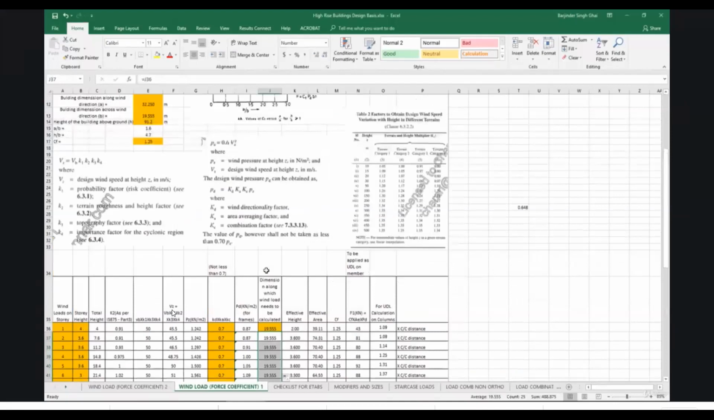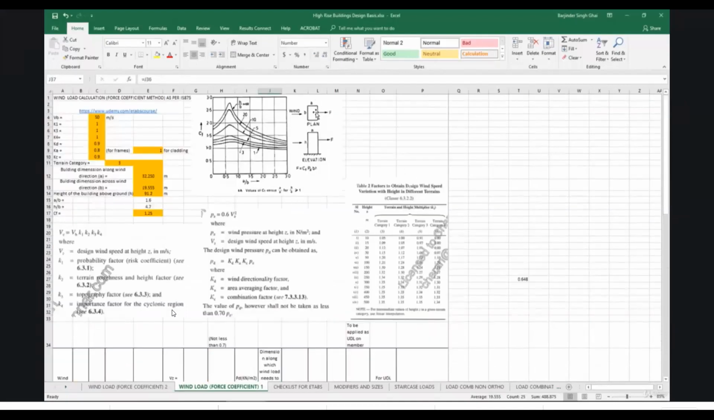I want you to point out to this diagram. Here you will see that if force is along this direction, then this direction is called B. So if B is 19.555 meter, then this shall be the longer dimension, that is 32.25 meter. So A value is 32.25 and B value is 19.555 meter.